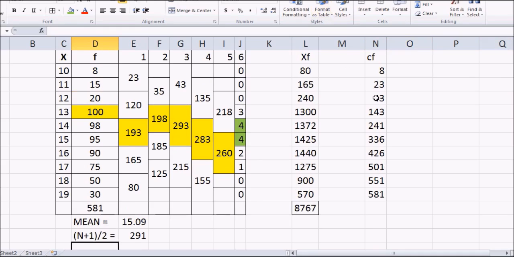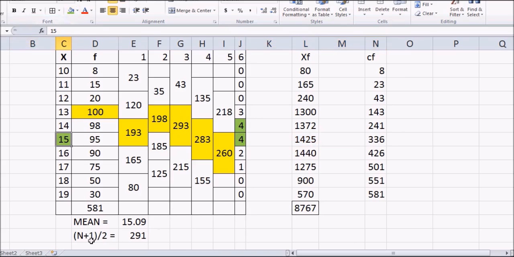It's here, yeah. So 291st, now we see up to 8, the next one is up to 23, up to 43, to 143, up to 241. Since I need the 291st data, it falls in this class, that is the one corresponding to 366, and that happens to be 15. So my median for this is 15.